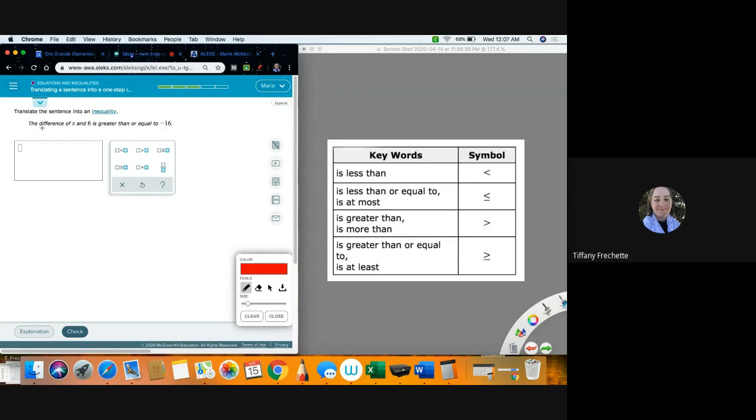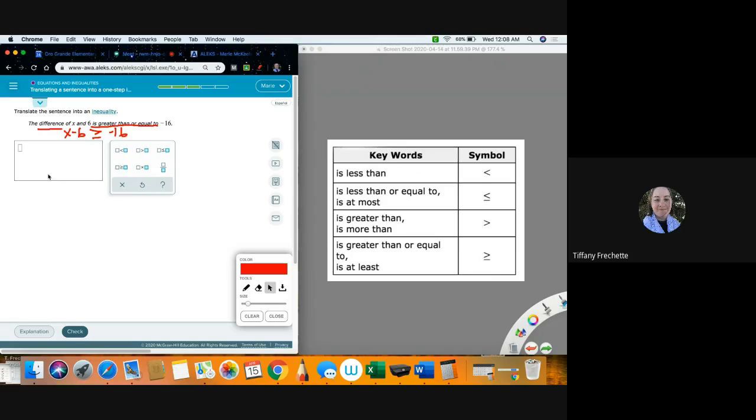Okay, so now we have the difference of x and 6. So difference means subtract. So I know I'm going to subtract 6 and x. And that is greater than or equal to negative 16. So I need to decide which symbol is that. So I need to come over here and find is greater than or equal to. So I have greater than or equal to.